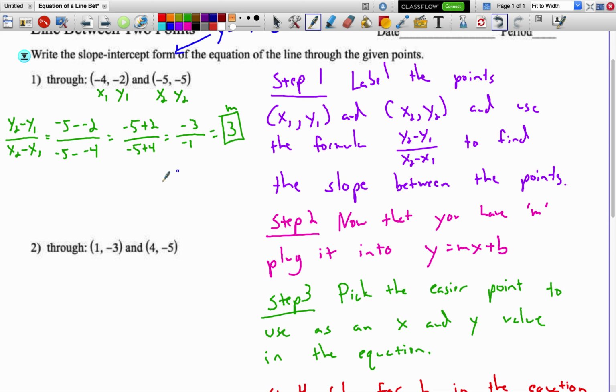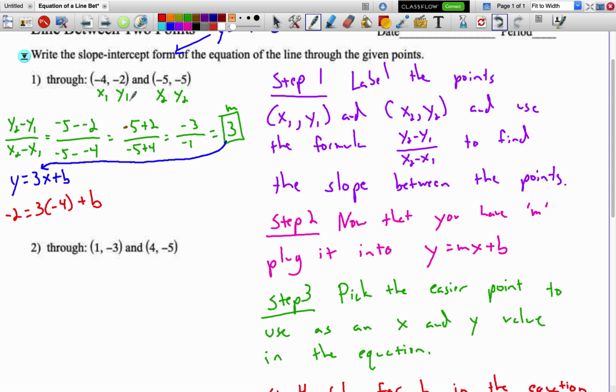We've only found the slope. Now I'm going to write y equals mx plus b, but with a 3. So y equals 3x plus b. I'll show that that's where that 3 is coming from. All right, now I'm going to borrow one of these points. I think maybe this first one's a little bit easier because it's slightly smaller numbers. I'm going to plug in a negative 2 for the y value and negative 4 for the x value. So negative 2 equals 3 times negative 4 plus b.